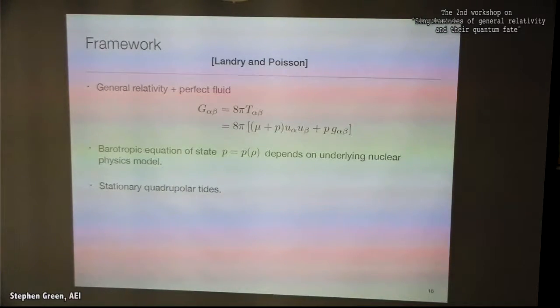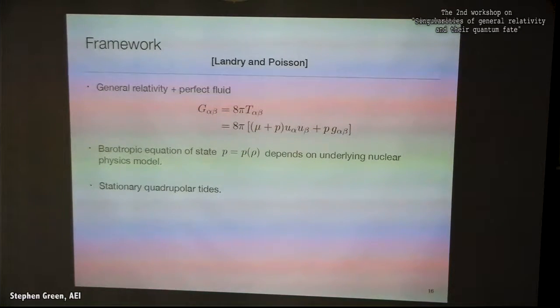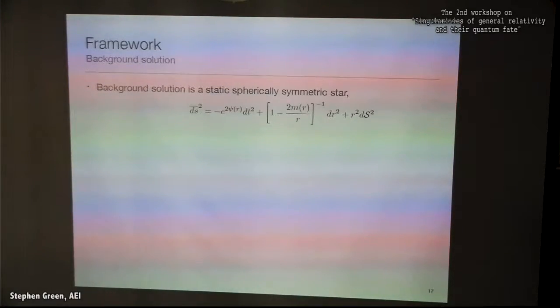Okay. So this framework, just in a bit more detail, that Landry and Poisson used is, well, we're going to imagine we have general relativity in a perfect fluid. So we have the Einstein equation with the stress energy tensor. And we assume some barotropic equation of state that depends on the underlying nuclear physics model. And we're assuming stationary quadrupolar tides. And like I said, this is a good assumption as long as the timescale within the star is much faster than the timescale of the binary, which works at large separations.